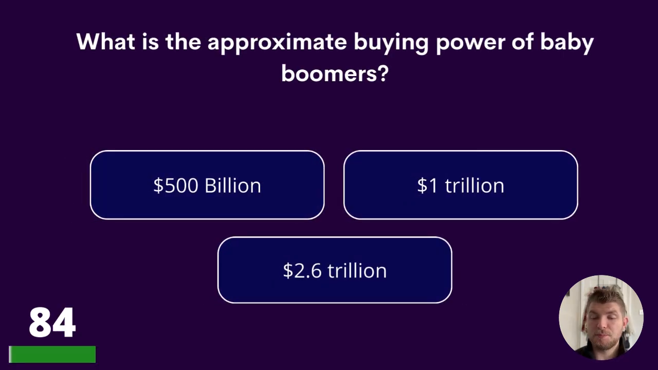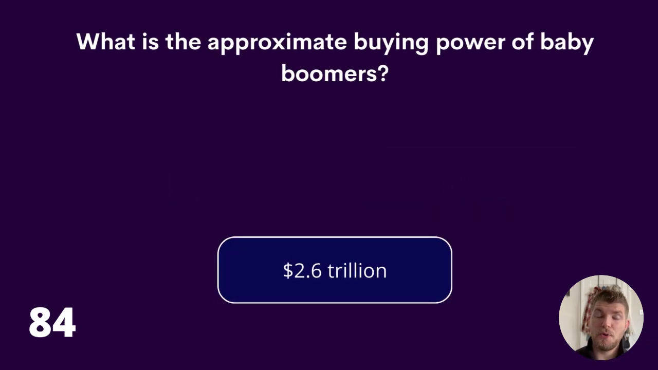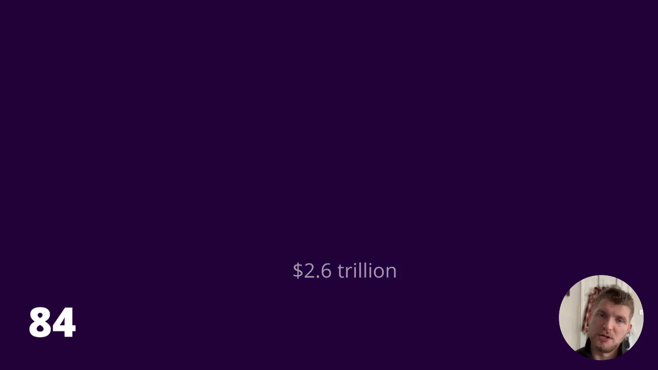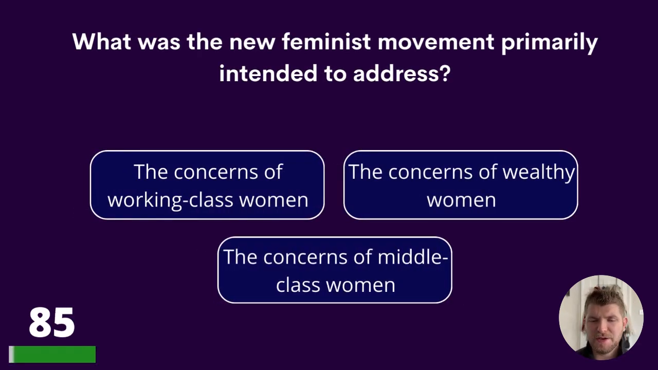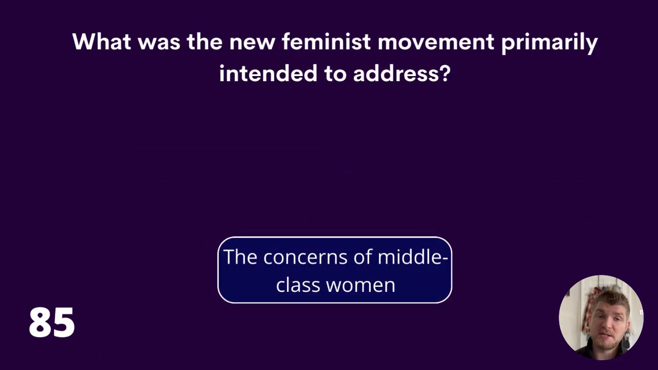84. What is the approximate buying power of baby boomers? $500 billion, $1 trillion, or $2.6 trillion? The answer is $2.6 trillion. 85. What was the new feminist movement primarily intended to address? The concerns of working class women, the concerns of wealthy women, or the concerns of middle class women? The answer is the concerns of middle class women.